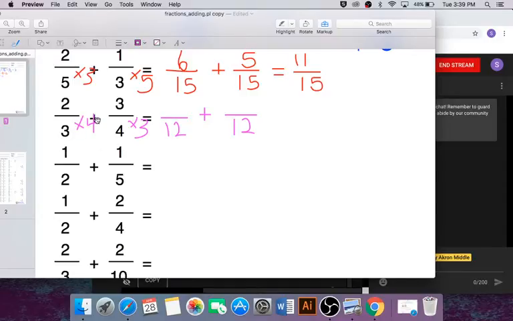So we multiplied 3 times 4 to get 12. So we're going to multiply 2 times 4 to get 8. Over here we multiplied 4 times 3 to get 12. So we're going to multiply 3 times 3 and get 9. Now that they're over the same number, we can add. So we have 8 plus 9, which is 17. So we have 17 over 12.